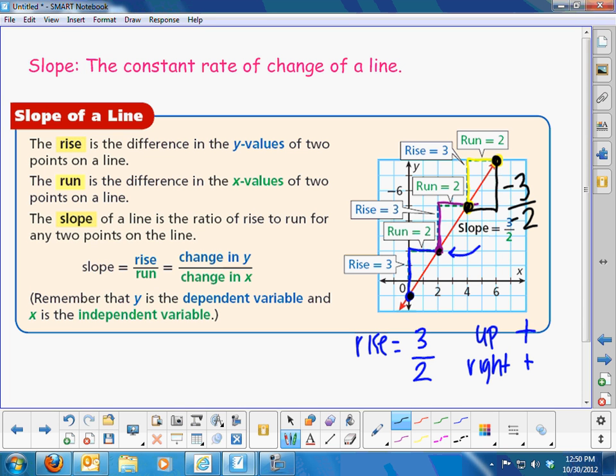So it doesn't matter which way you go between any 2 points, as long as you remember that when I go up, that's a positive value. If I go down, that's a negative. If I go to the right, that's going to be a positive value. And if I go left, that's negative. As long as you do that correctly, you should be fine.